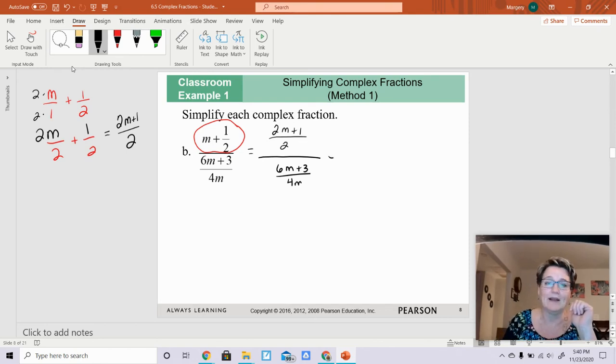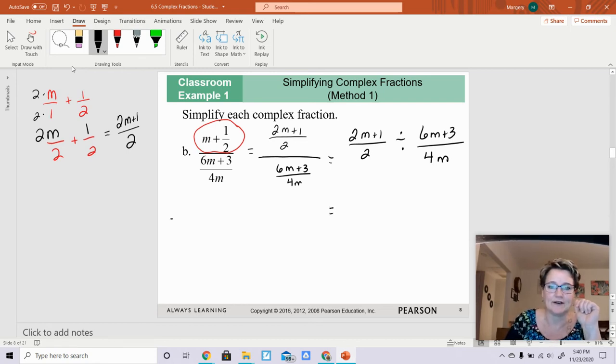So now, I don't like the way that looks. So I'm going to write it out as 2m plus 1 over 2 divided by 6m plus 3 over 4m. Now, the rules are, I'm just going to do it over here. I can't do anything with the first fraction at all. I'm going to change the division sign to multiplication. I'm going to flip my fraction. So my 4m is now in the top.